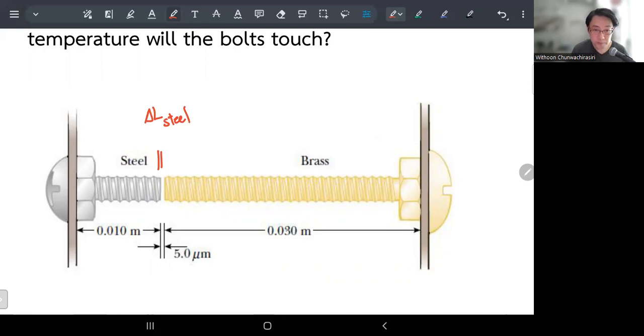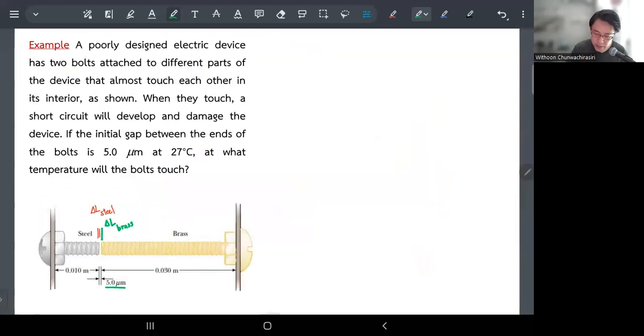And brass will do the same thing, but it's going to expand to the left because the head of the bolt is being fixed on the right side wall. So the brass will also expand. Let me call it the delta L brass. To close the gap, these two changes in length are supposed to fill up the space of 5 micron here. So your setup of the equation will look just like this.